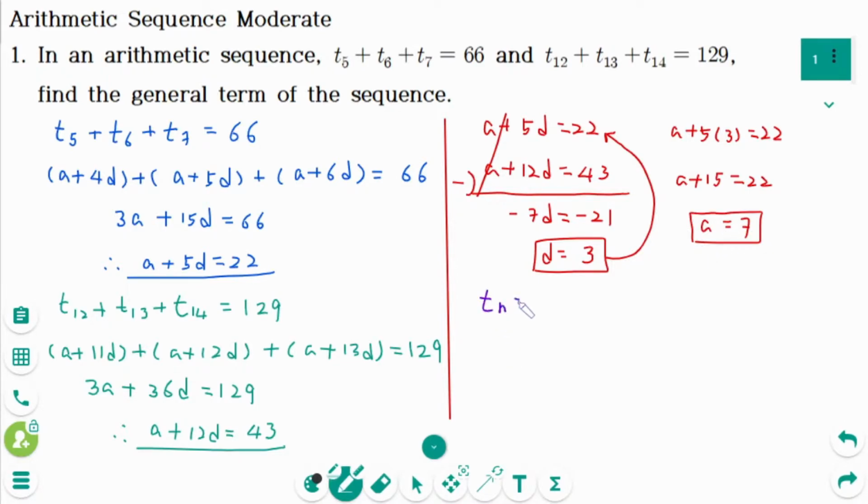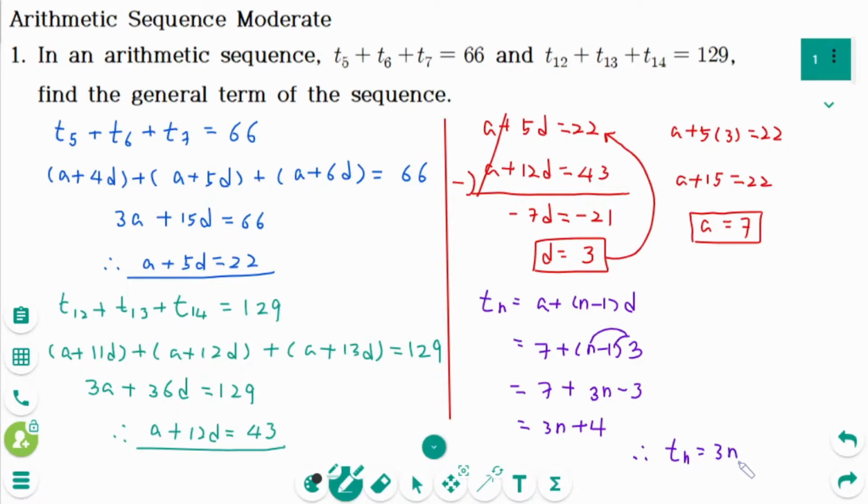General term Tn equals A plus n minus 1 D. Then A is 7 plus n minus 1 times D, which is 3, equals 7 plus 3n minus 3, equals 3n plus 4. General term Tn equals 3n plus 4.